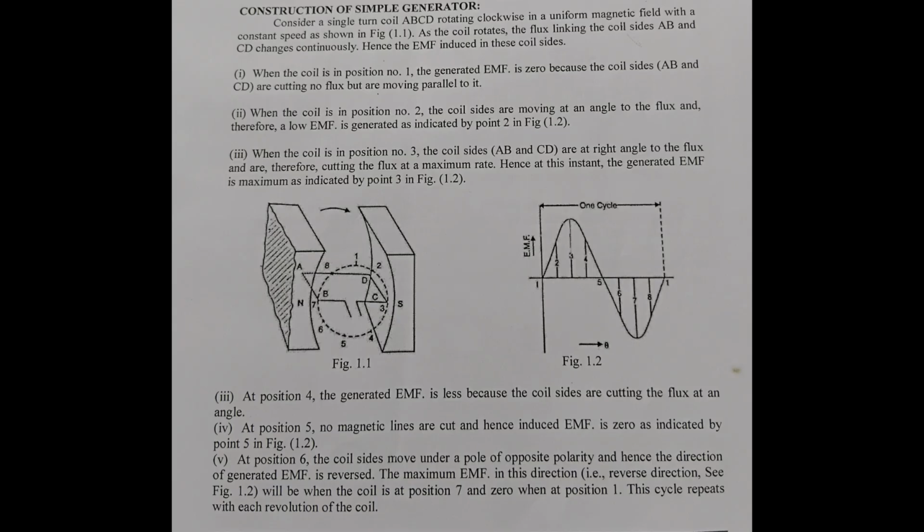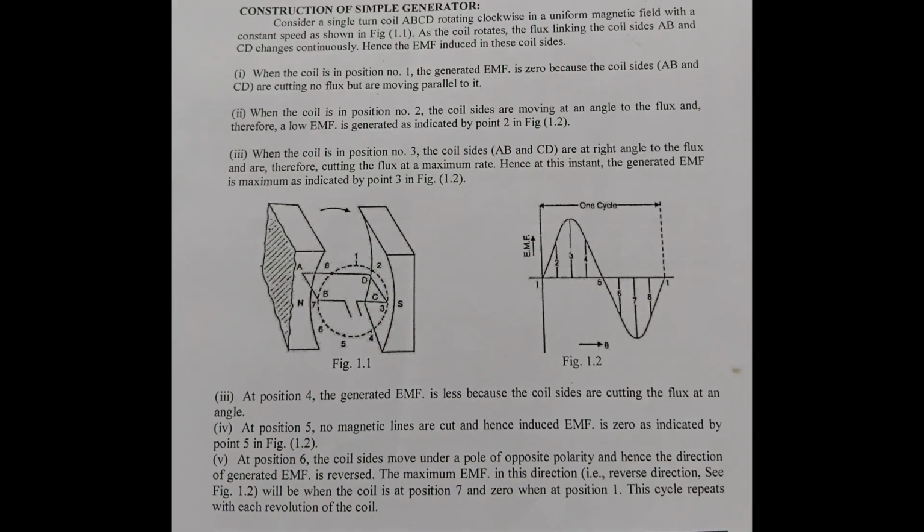In this video, we'll learn how a DC generator generates EMF with simple explanation and diagrams. EMF generation in a simple generator. Let's understand how EMF is generated in a simple DC generator. We take a single-turn coil ABCD rotating clockwise in a uniform magnetic field, as shown in Fig.